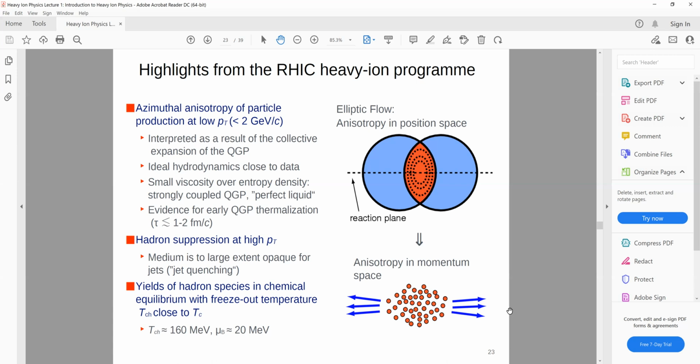Then the yields of the hadron species are in chemical equilibrium with a freeze-out temperature T_ch close to T_c, the critical, pseudo-critical or crossover temperature found by lattice QCD. The analysis of the yields within a statistical hadronization model, built within the grand canonical ensemble framework, tells you that T_ch is roughly of the order of 160 MeV. So all this together tells you that at RHIC you produce a partonic medium which shows collective properties.